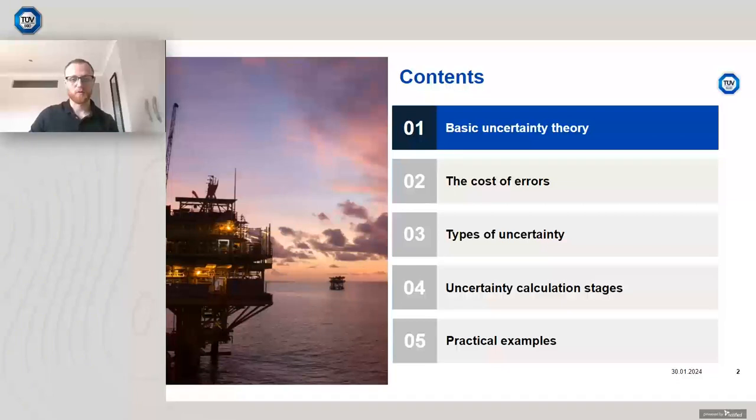That will lead us into stage 4, where I'll give a little example on how you would go through the various calculation stages in developing an uncertainty budget, and then round things off at the end with a few practical examples, which will hopefully reaffirm everything we've already discussed in the webinar.